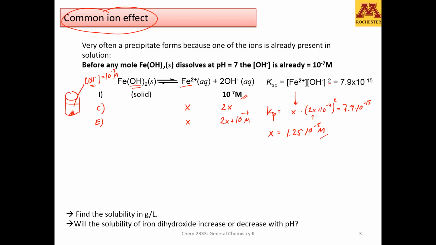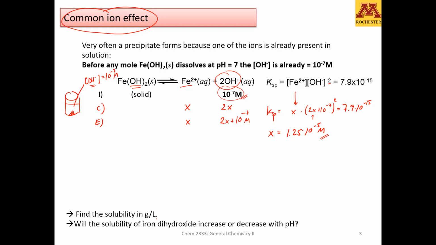Does solubility change if this initial concentration changes? Yes. So in this case, the solubility of iron hydroxide will be conditional to the pH, if you will, of the solution or of water in which this iron hydroxide will be dissolving.